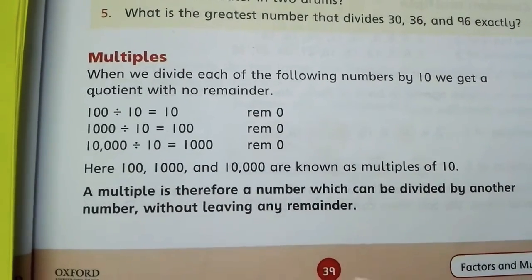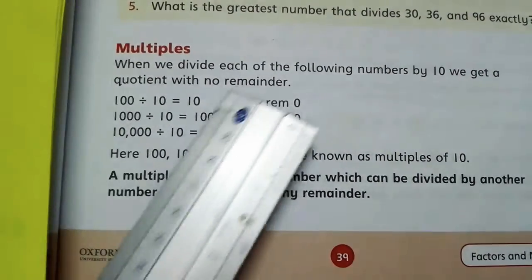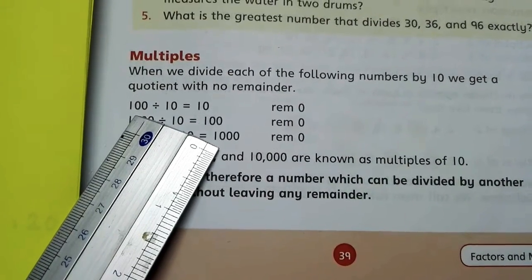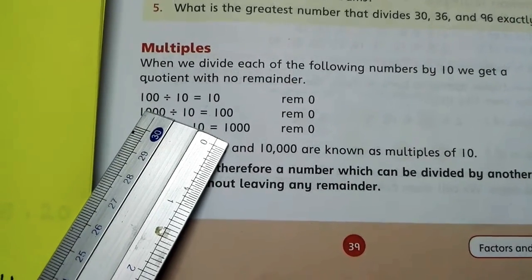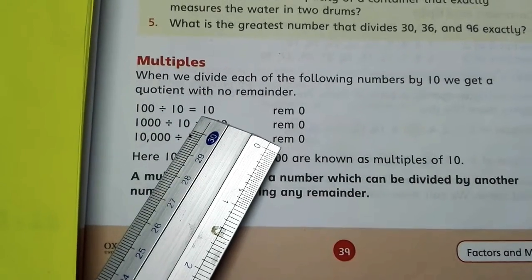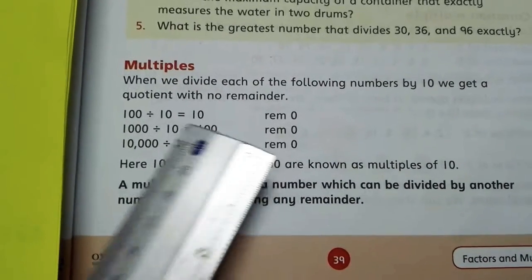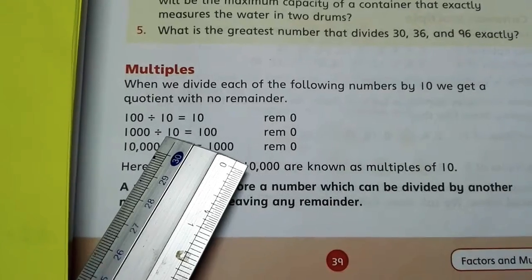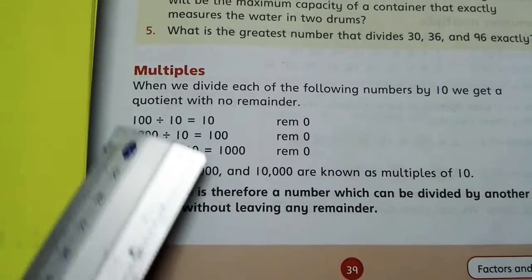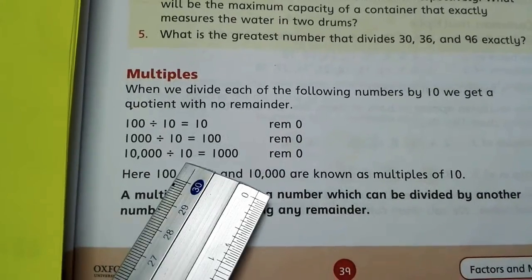There is another definition of multiples which I'll explain from the book. Open page number 39 of your book. Here you see there are 3 divisions in which the remainder is 0. That means these divisions are totally complete. There is no leftover. 100 divided by 10, the answer is 10. 1000 divided by 10, the answer is 100. 10,000 divided by 10, the answer is 1000. It completely divides. Here 100, 1000 and 10,000 are the multiples of 10.